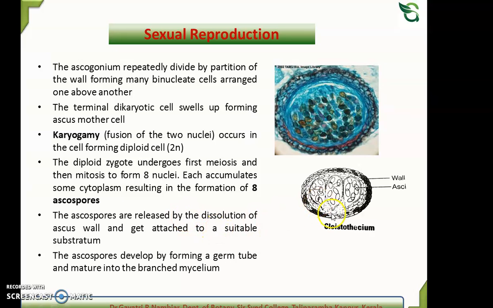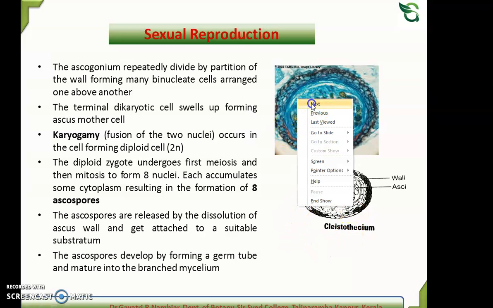Now see, this is the structure of the matured cleistothecium. It contains a thick cell wall, and inside the cell wall numerous asci are formed, and each ascus contains 8 ascospores. This is the colored picture, and this is a black and white picture. At maturity, the ascospores are liberated by dissolving the wall of the ascus, and they fall on a suitable substratum and develop by putting out a germ tube.